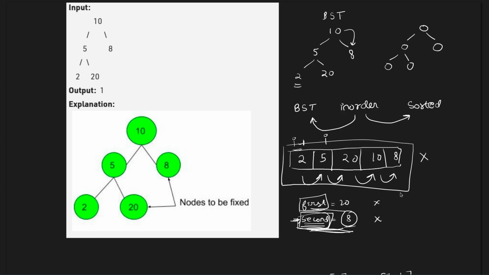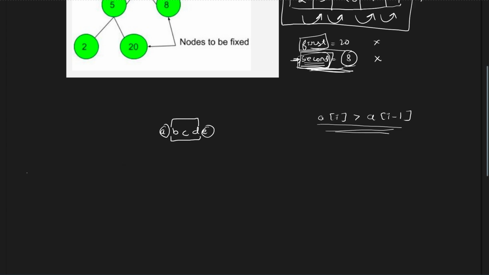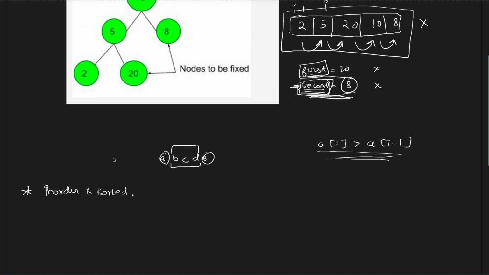Let me repeat it again. The problem says that there are exactly two nodes. The two important observations that you need to take away. The first one is in order is sorted. When we know that in order is sorted, the problem is reduced to one where we have been given an array.